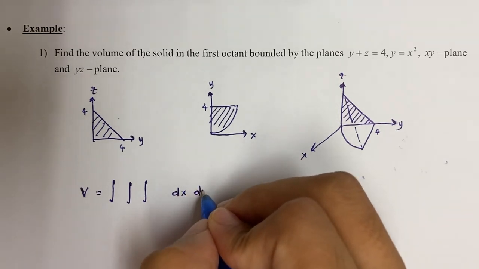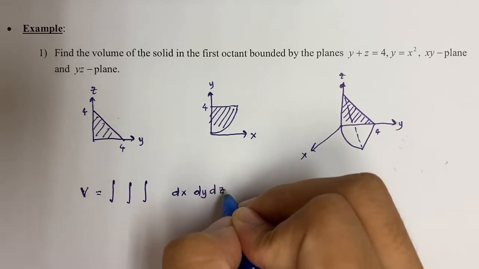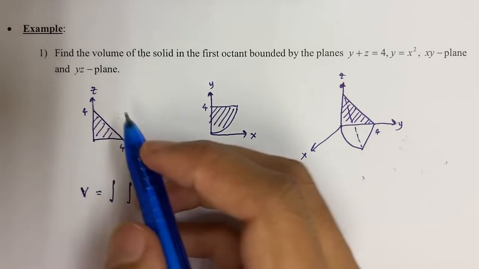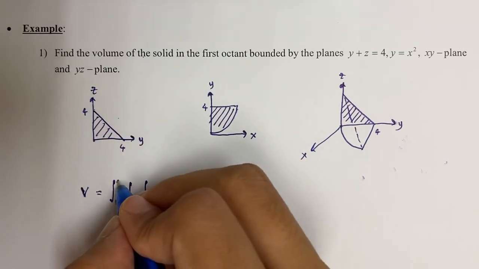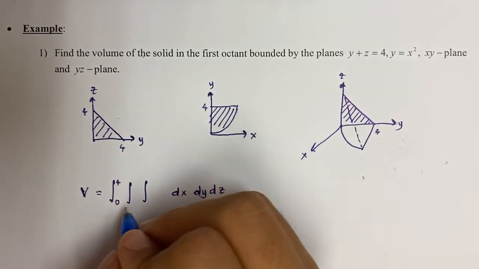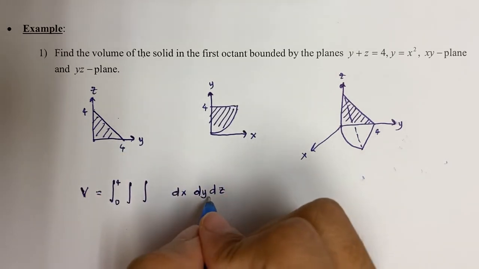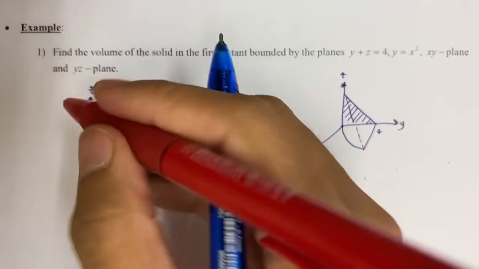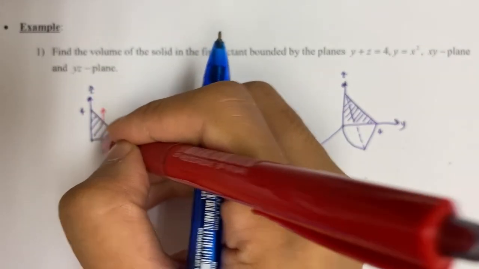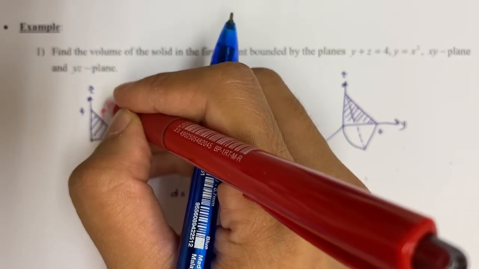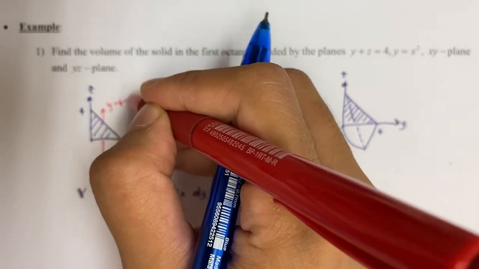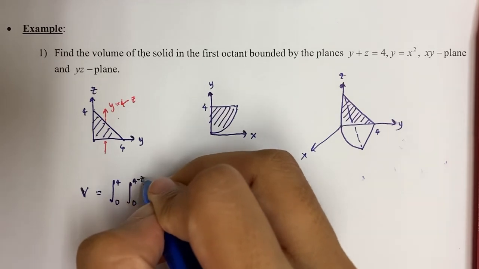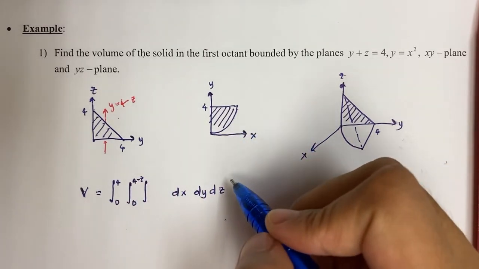Okay, dy dz. So, the limit for z is from 0 to 4, a fixed number. The outermost integral is a fixed number, followed by the limit for y. y is from 0 to this line, y is from 0 to 4 minus z.